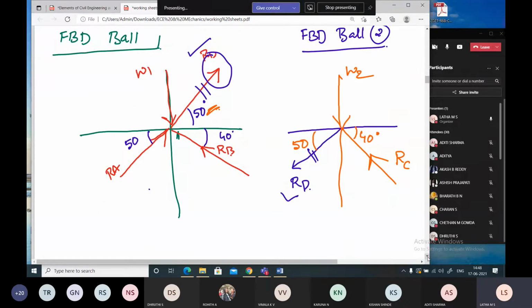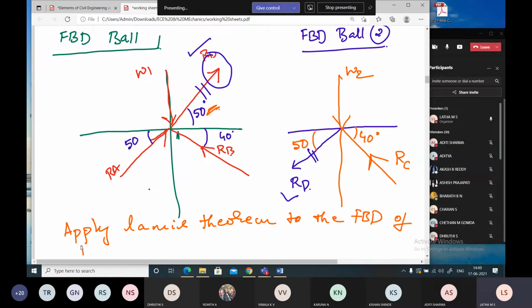Now tell me, students, which free body diagram should I start analyzing? Is it ball 1 or ball 2, to apply Lami's theorem? Ball 2, ma'am. Yes, I should proceed with ball 2. So apply Lami's theorem or Lami's equation to the free body diagram. You should write all this for ball 2.